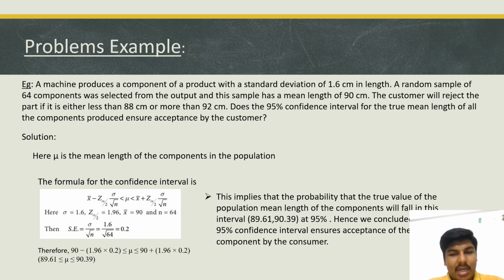This implies that the probability that the true value of the population mean length of the components will fall in this interval 89.61, 90.39 is 95%. Hence, we conclude that the 95% confidence interval ensures acceptance of the component by the customer.